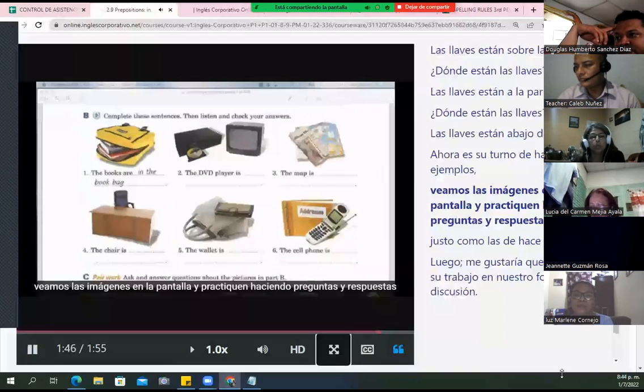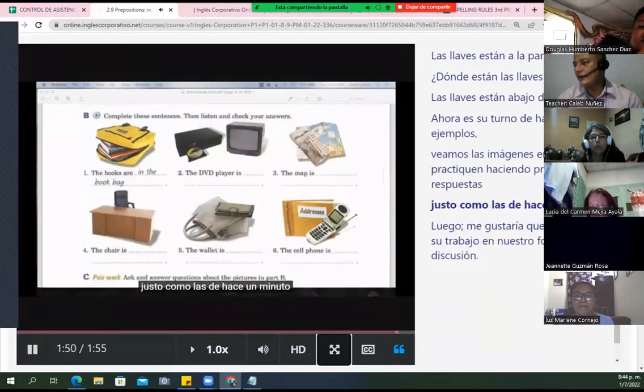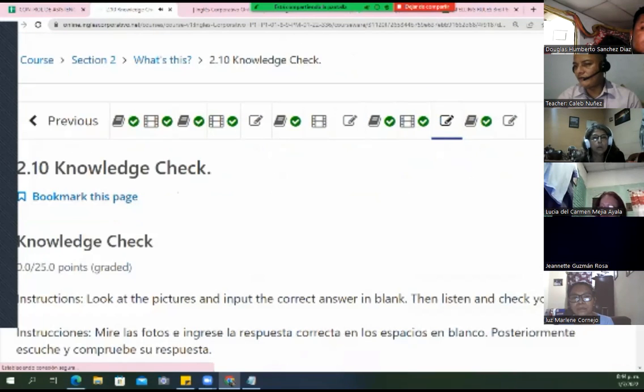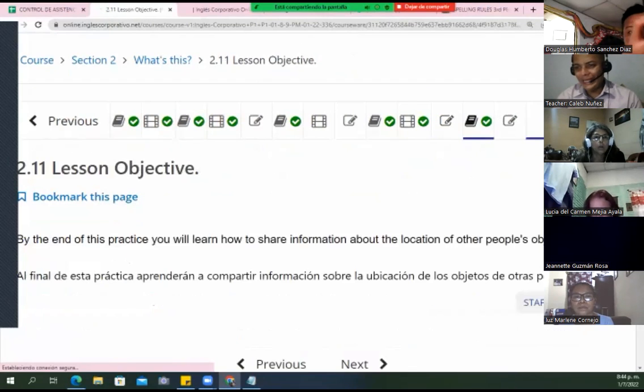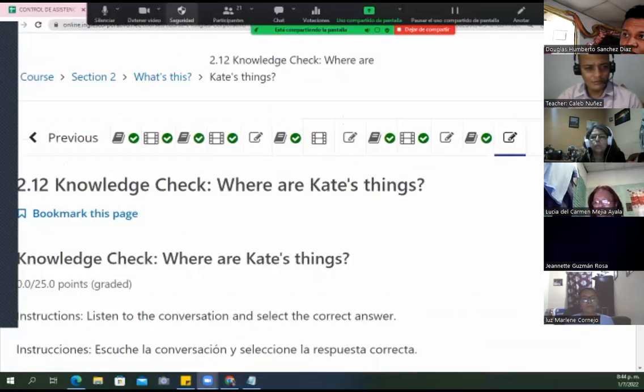Look at the images on the screen and practice making the questions and answers. Nice job. Just like we did, nice job. I would like for you to share your work. Nice job with the prepositions. Hey, las prepositions nos ayudan también a dar un orden, ¿verdad? A ubicar.